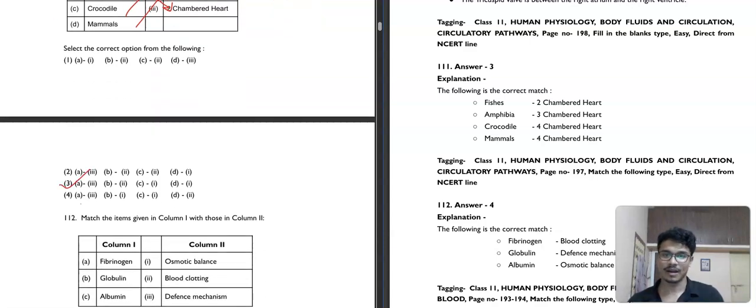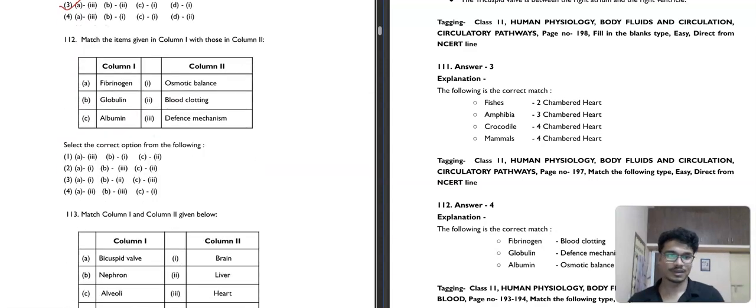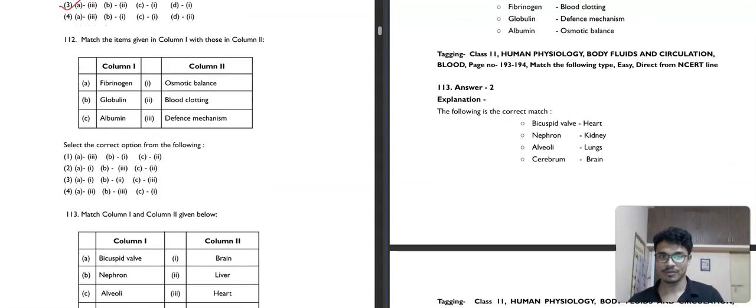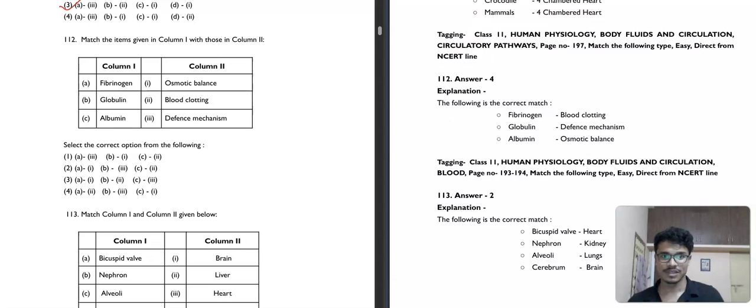Then question number 112. As it is also a match the column type question, we will see the same type of question simultaneously. So match the items in column first and column second. Fibrinogen, you know that. What is the function of fibrinogen? Fibrinogen helps in blood clotting. What is the function of globulin? Globulin helps in defense mechanism. And what is the function of albumin? It helps in osmotic balance. So our correct answer is option number 4.